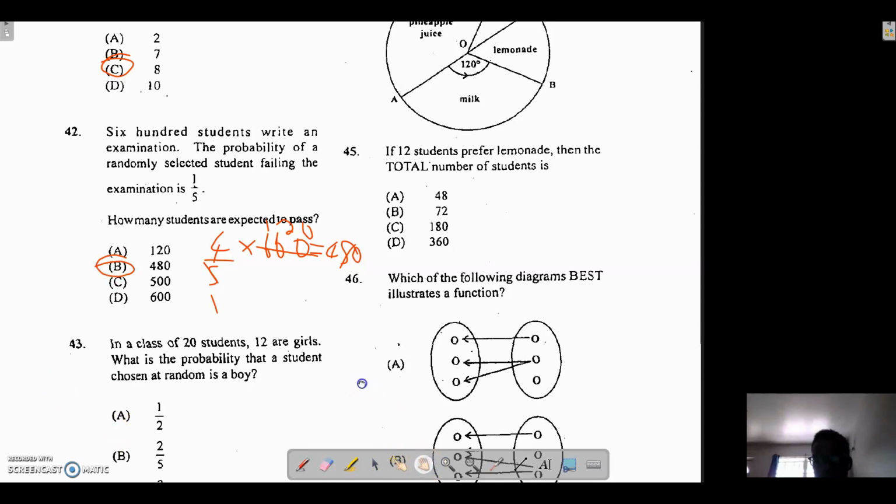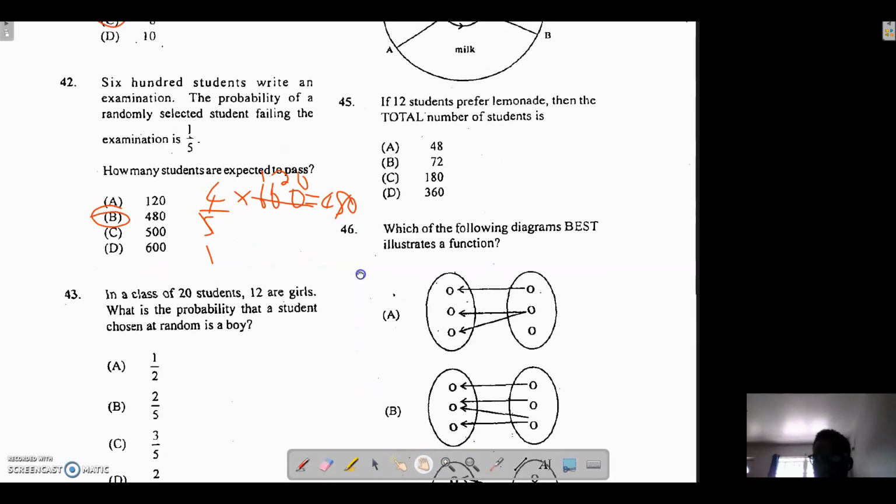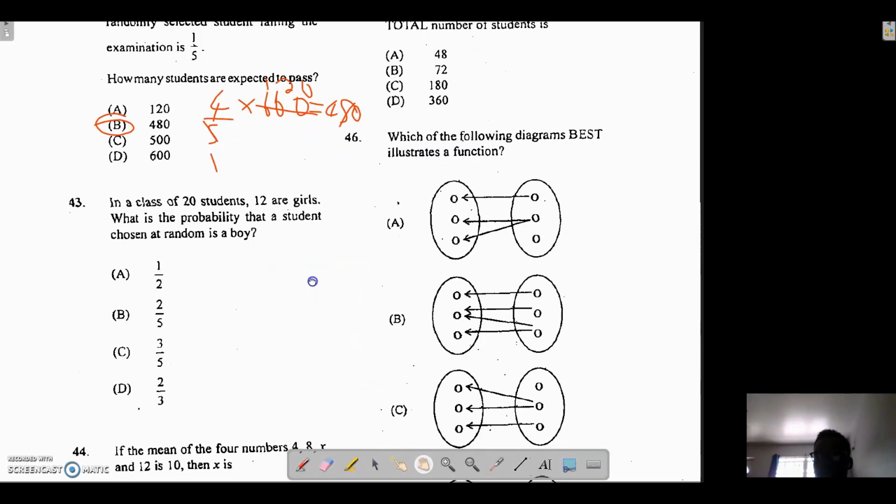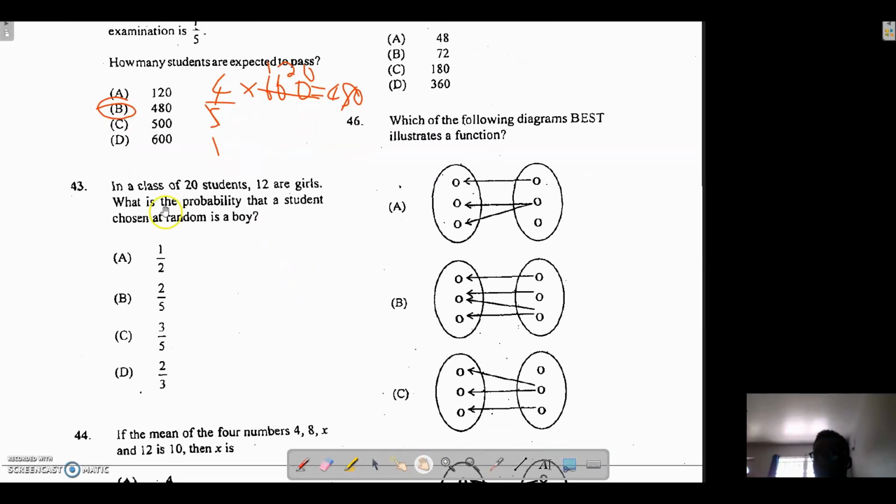Moving down to question 43. It says, in a class of 20 students, 12 are girls. What is the probability that a student selected at random is a boy? Now, if 12 are girls, it means that 8 would be boys. So it would be 8 over 20. Of course, we have to break this down.